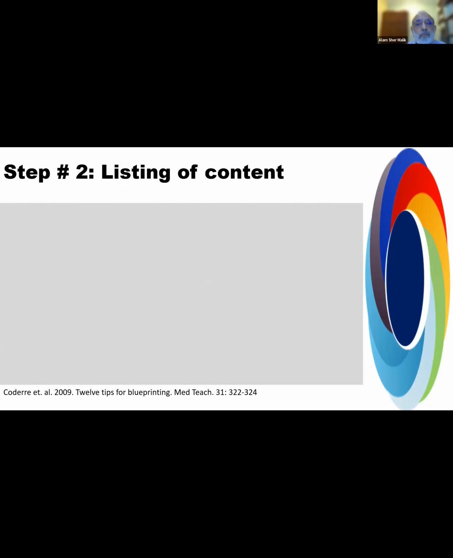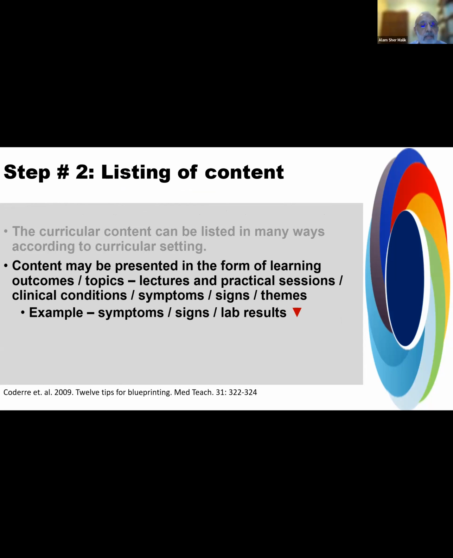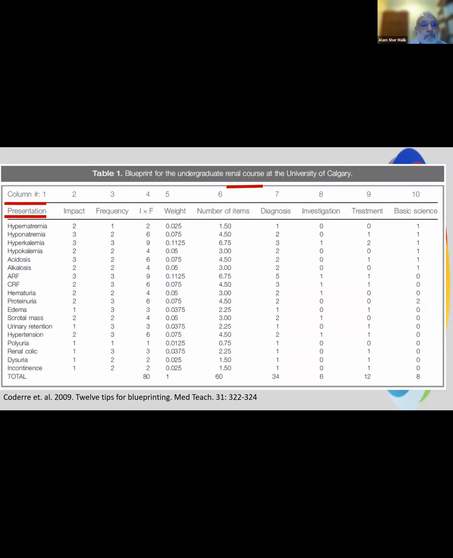The second would be the listing of the content. The curricular content can be listed in many ways according to curricular setting. We can present it in the form of topics, lectures and practical sessions, clinical conditions, symptoms, signs or themes. So the content can be grouped under different headings.